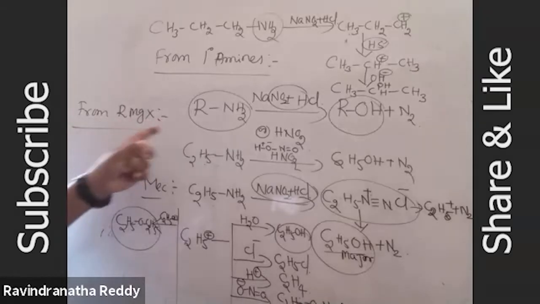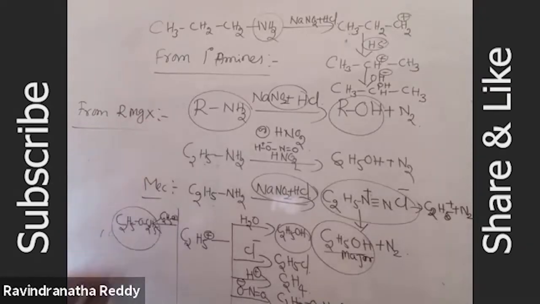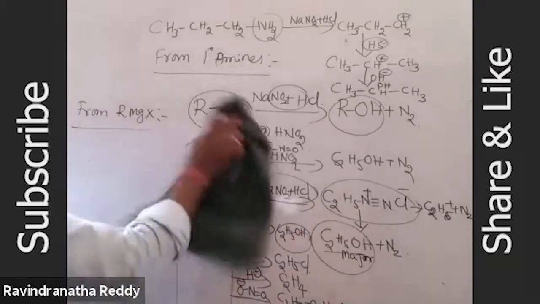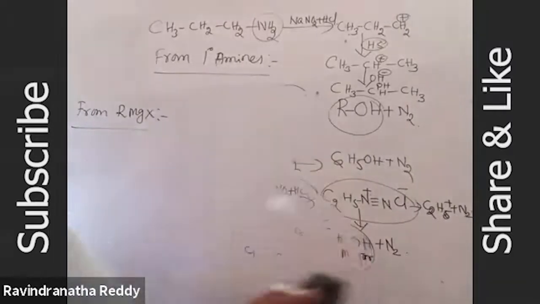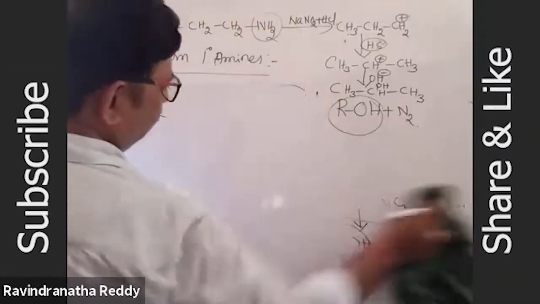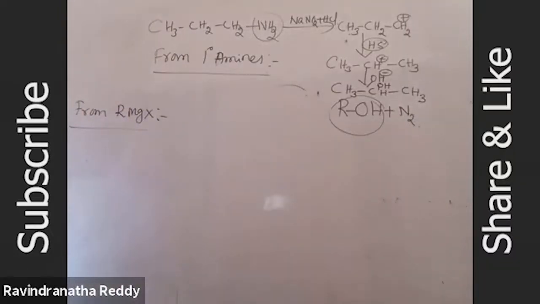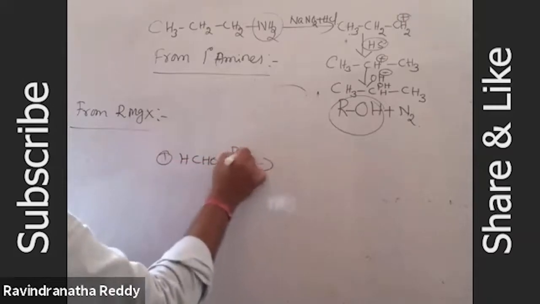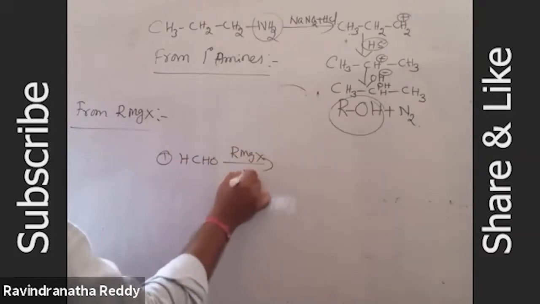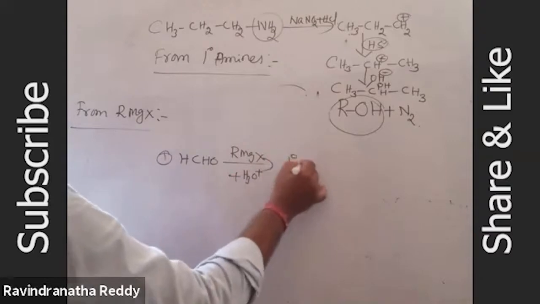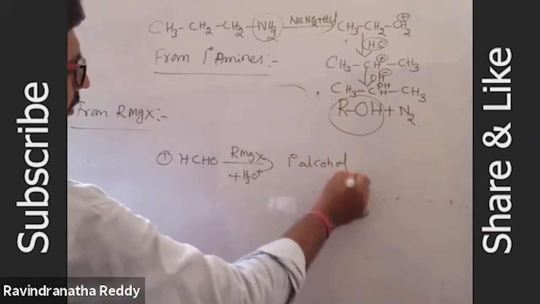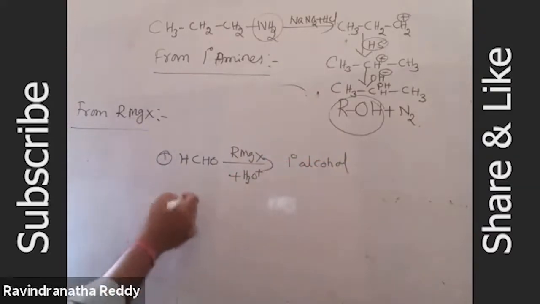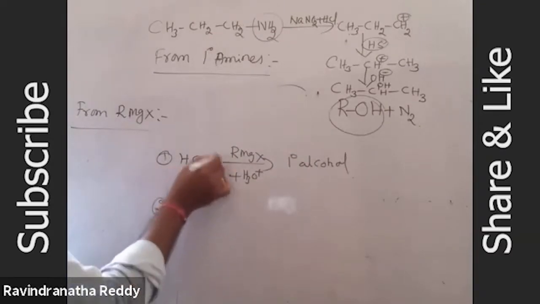Formaldehyde gives primary alcohol, other aldehydes give secondary alcohol, and ketones give tertiary alcohol, with Grignard reagent followed by hydrolysis. So you take formaldehyde, Grignard reagent followed by acidic hydrolysis. What are you getting? Primary alcohol. Equations are given previously in Grignard reagent reactions. So this is only formaldehyde.